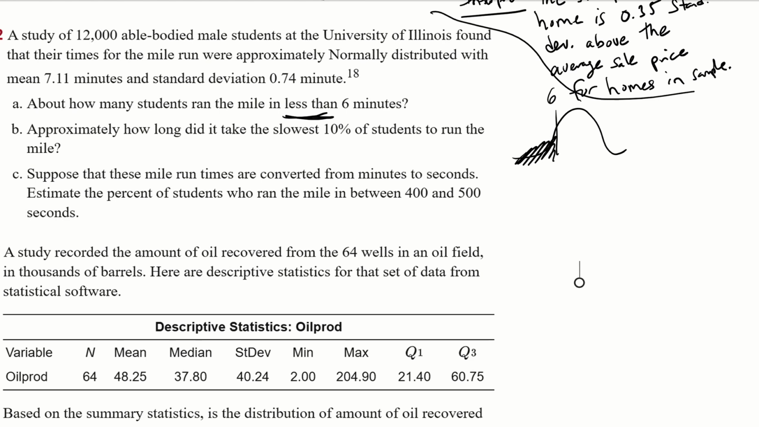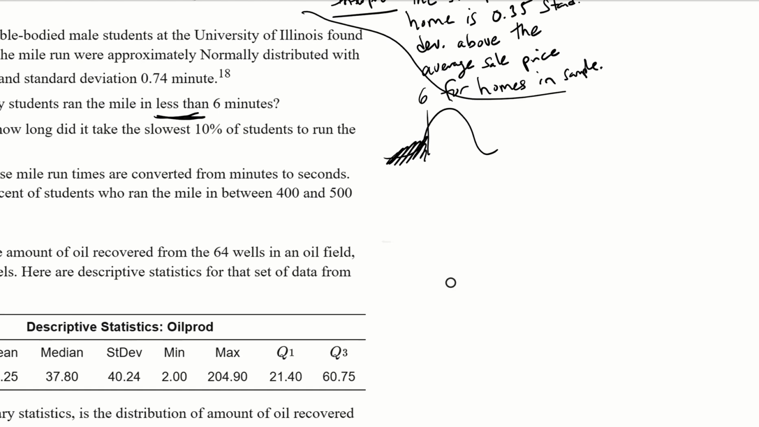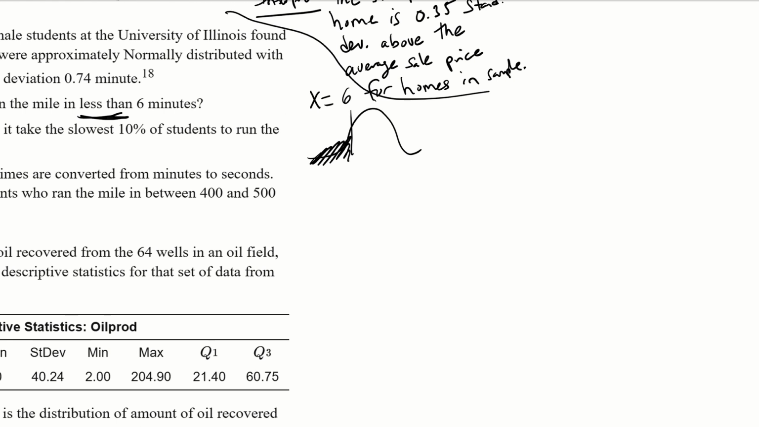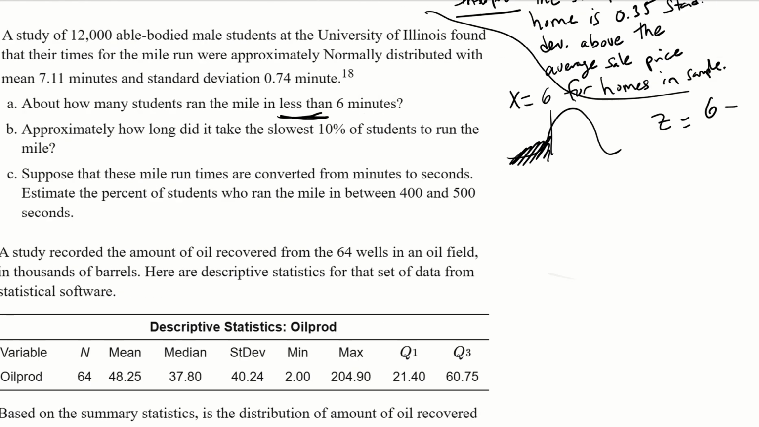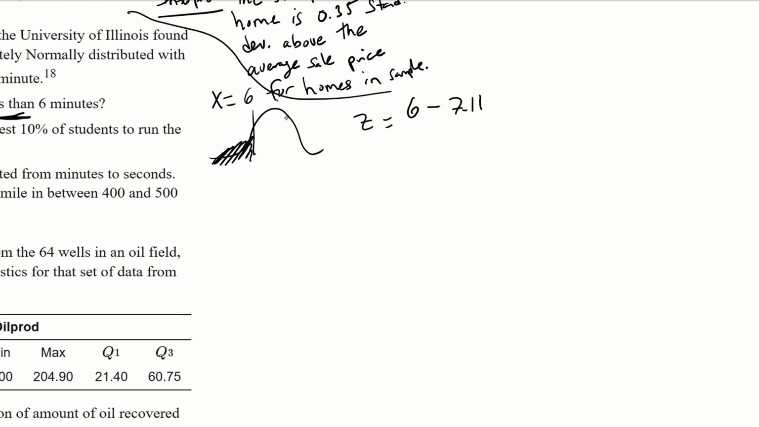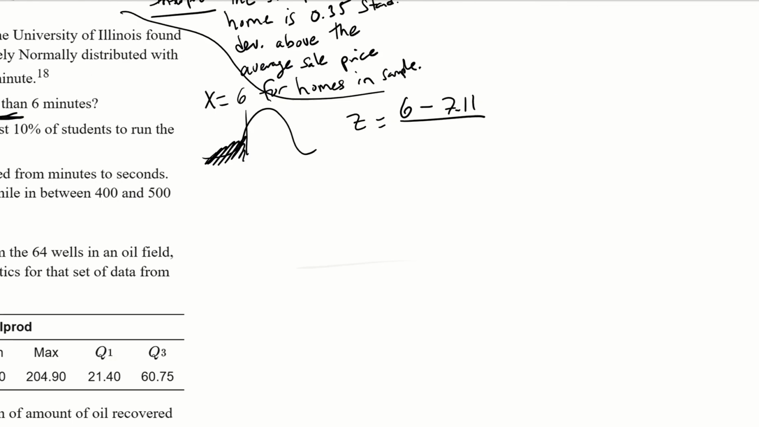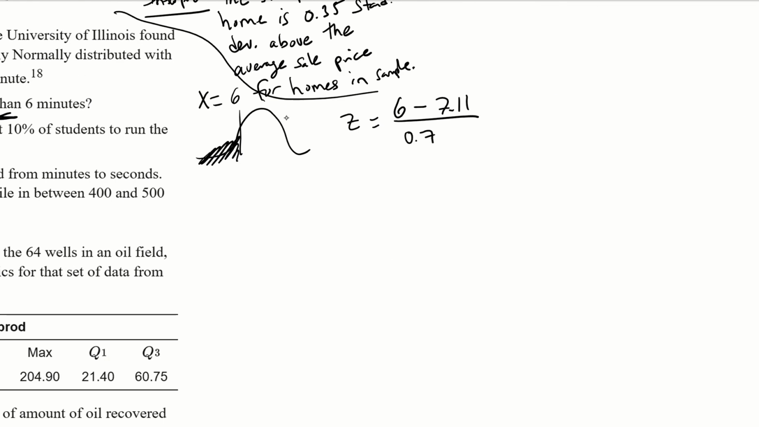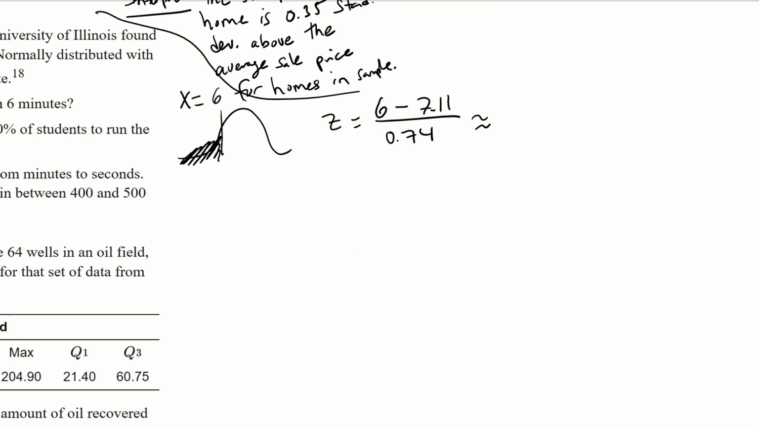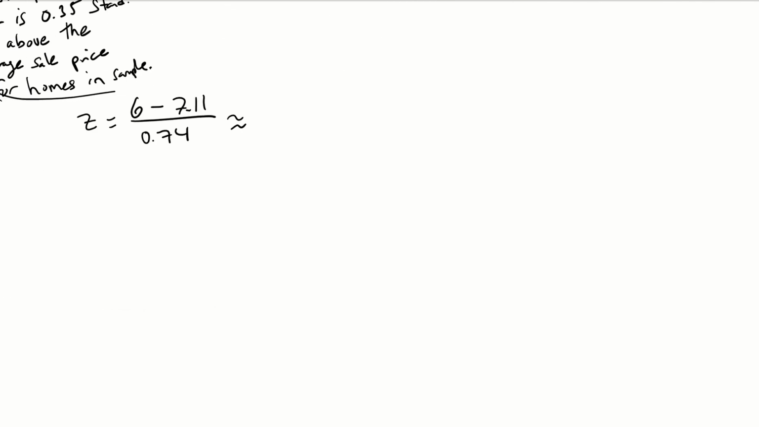So we need to convert the 6 into a z-score. All right, so 6 is the x value. So let's convert that to a z-score. We got x minus the mean, which is 7.11, divided by the standard deviation, which is 0.74. So you do that, let's see what we get. Actually, let's draw the normal distribution just so that we show our work, because this is a free response question, so we do want to show our work here. So we're going to draw the normal distribution.